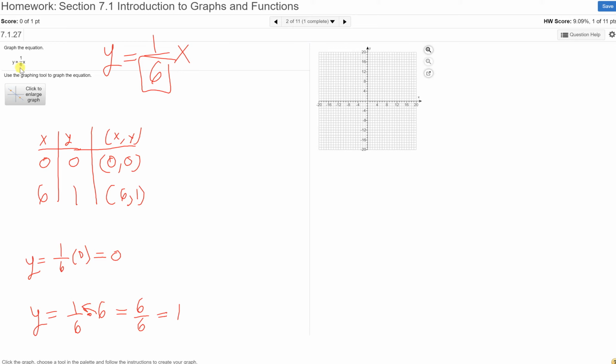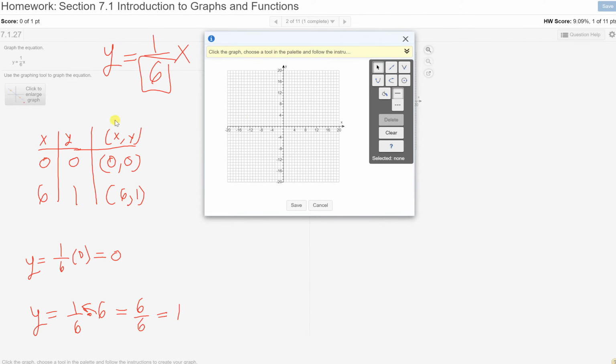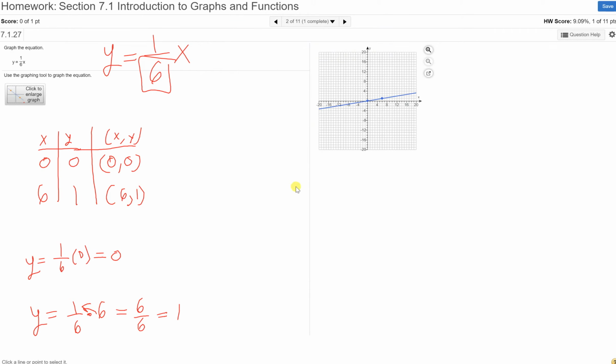I know it's a linear equation. So now I'm ready to graph. So I'm going to click here. First one is 0, 0, right? So I'm going to click on that. And remember, look up here to the top right in this little section to know where I'm clicking. So 0, 0. And then I click, what is it? 6, 1. So that's 6, 1. Boom. And we're done. It's as simple as that.